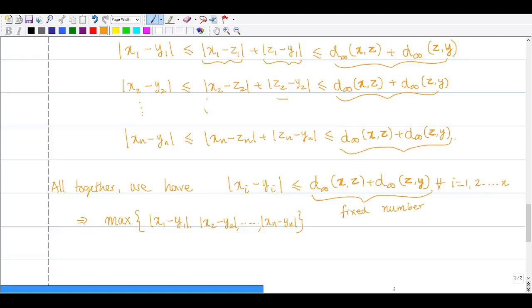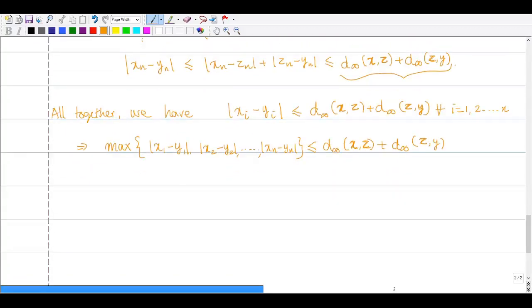The maximum will also be less than this number, this is a fixed number, okay? So I'll write it here: this fellow will be less than or equal to d infinity of x comma z plus d infinity of z comma y. If each term is smaller than this number, then the maximum of all those terms can only be smaller than this number. But this whole term is nothing but d infinity of x comma y. So therefore this is less than or equal to d infinity of x comma z plus d infinity of z comma y.